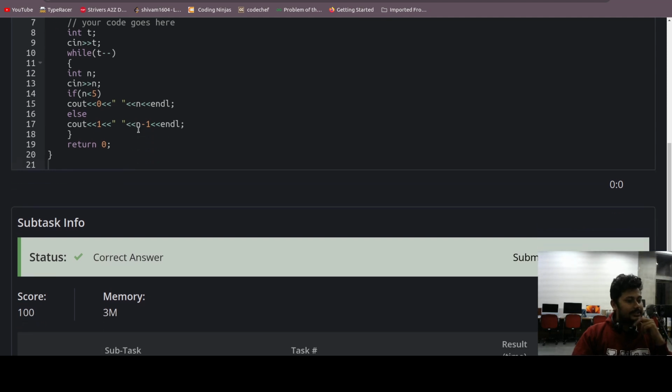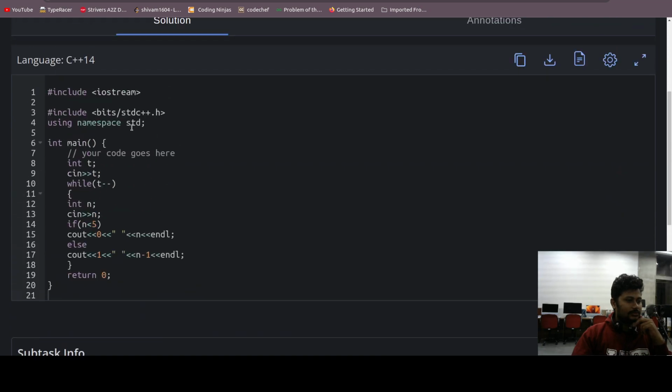But if n is greater than 5, then the fifth prime number is 11, which is of even length. So 1 will be the even length prime number, and the remaining n minus 1 prime numbers will be of odd length. So that is the simple code for the same.